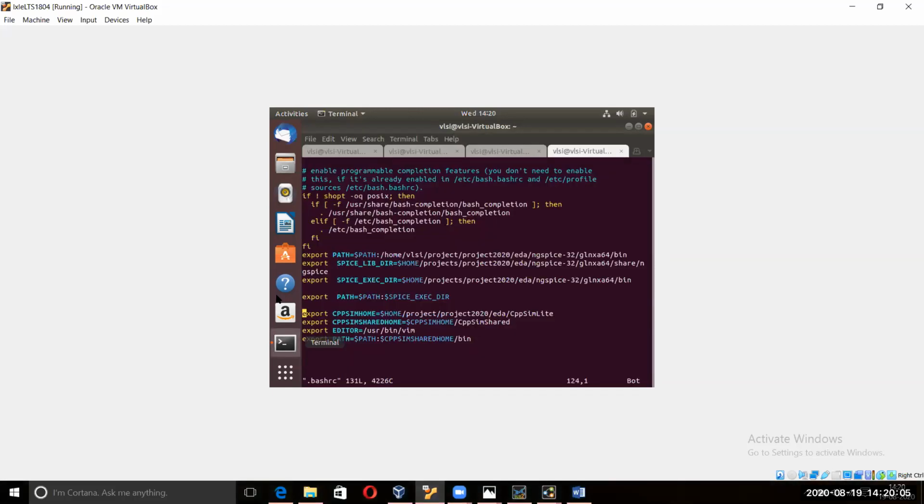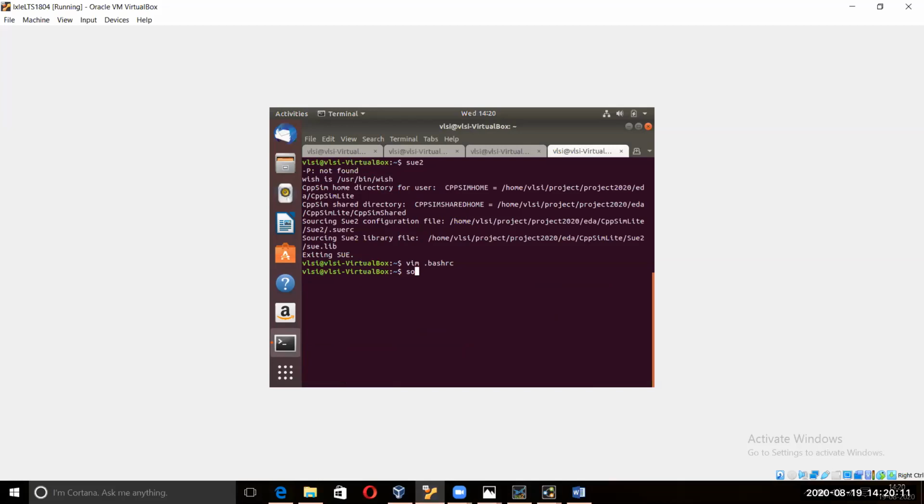I have just pasted it in my .bashrc file. Quit and save. Then source it: source .bashrc. Then it will be sourced, and then you can open your sudo tool.